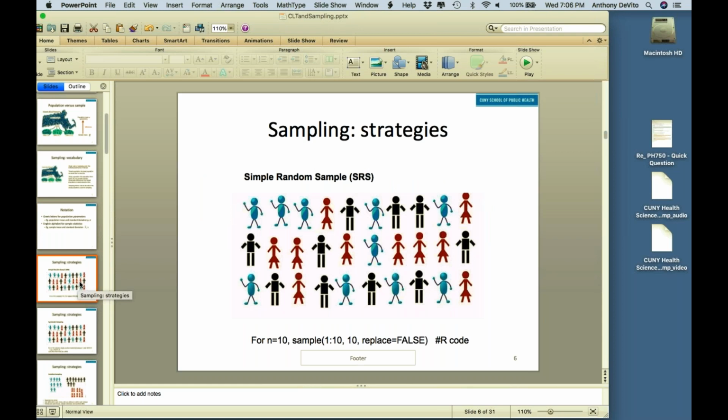Okay, sampling strategies. What we just did in our exercise was called a simple random sample. We had a population, and we randomly sampled people from that population without regard to where they were, who they were, what groups they might belong to, and so on and so forth. Simple random sample. Very often, that's the way that you're going to do that.